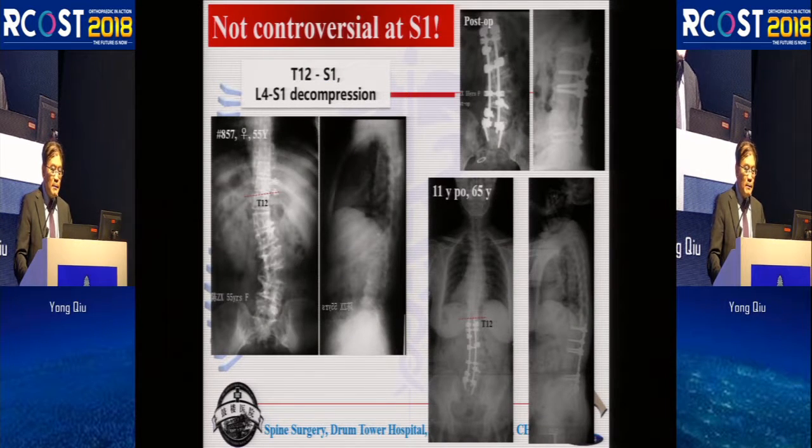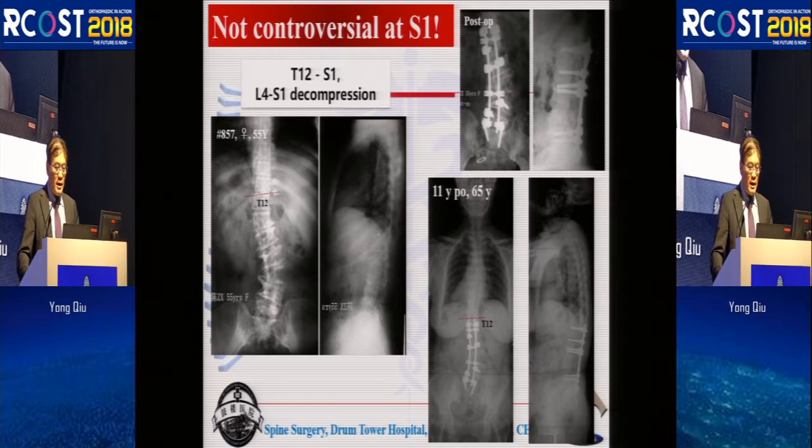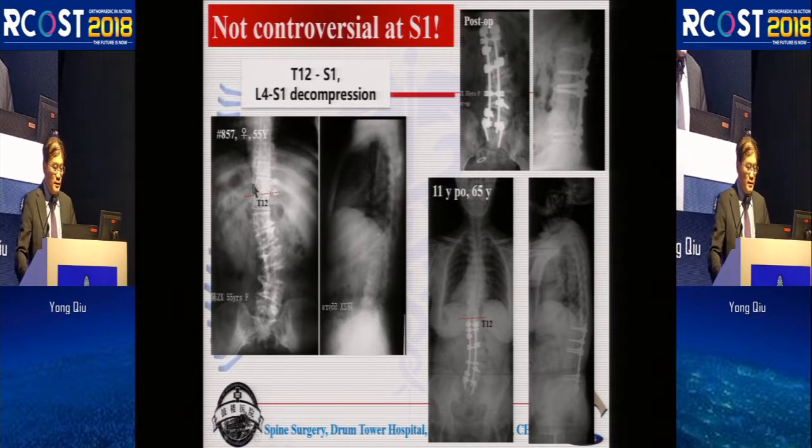For some patients stopped at S1, I think there is no controversy. For instance, in this patient, we did decompression from L4 to S1, decompression at this level and this level, and we did the instrumentation from T12 to S1. I think there is no controversy for this. In 11 years of follow-up, the patient does very well, so no problem.